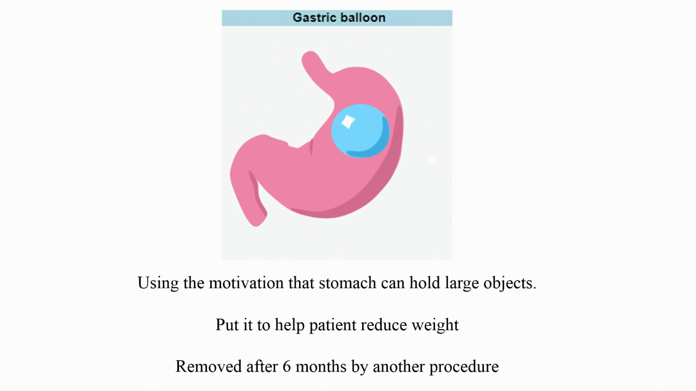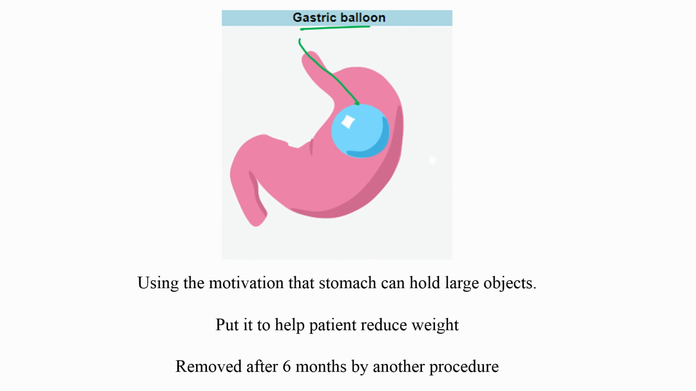Okay. So, what is the alternative? Now that we are looking at delivering grams and grams of drug in this particular disease, the motivation comes from the fact that our stomachs can actually hold very large objects. So, here is an example, here is a gastric balloon, an inflatable balloon which is put into a patient's body.